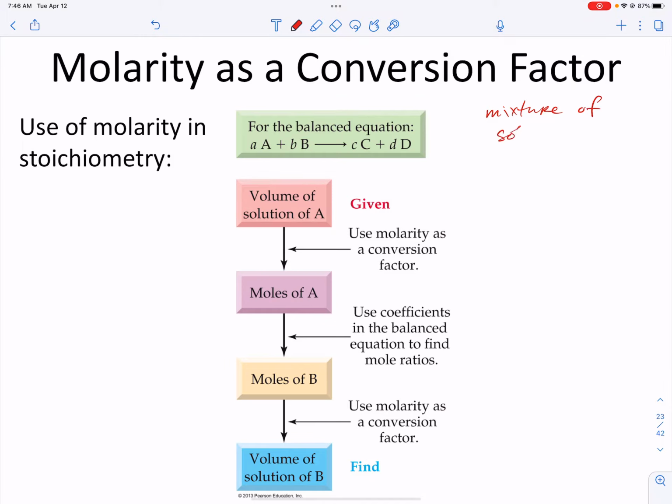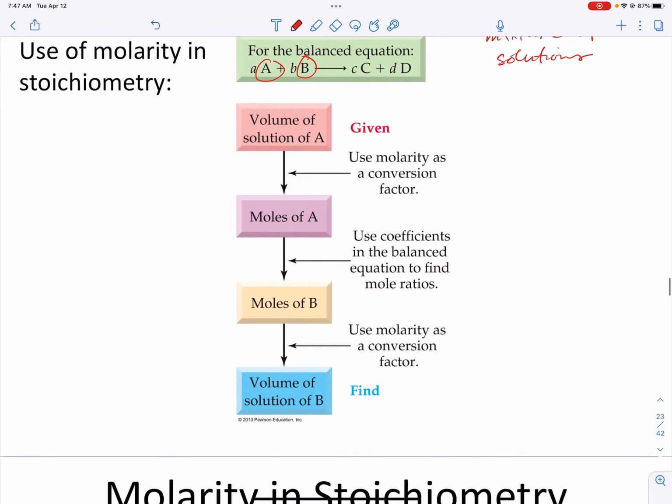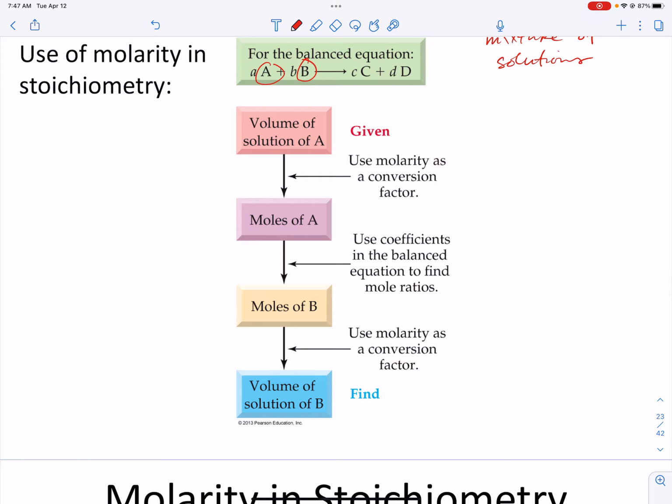of solutions. Okay, and the things that are reacting, A and B, are in solution form. Okay, and if we know the molarity of these solutions, which we should if we made them and are mixing them, then we can calculate how much product we would get or what the concentration of our product would be.